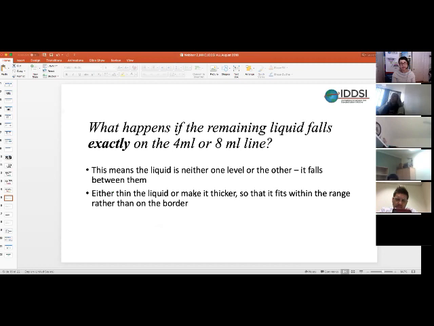And what that means is that the liquid is neither one level or the other. It's actually falling exactly in between the two different levels. So if you specifically want a slightly thick liquid, then you need to make the liquid thinner, or you make it thicker. So you change it to make it fit within the range rather than sitting on the border, or you accept that it is sitting on the border basically.